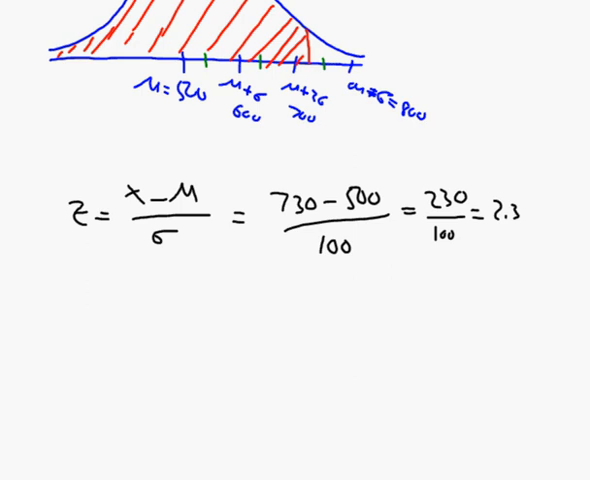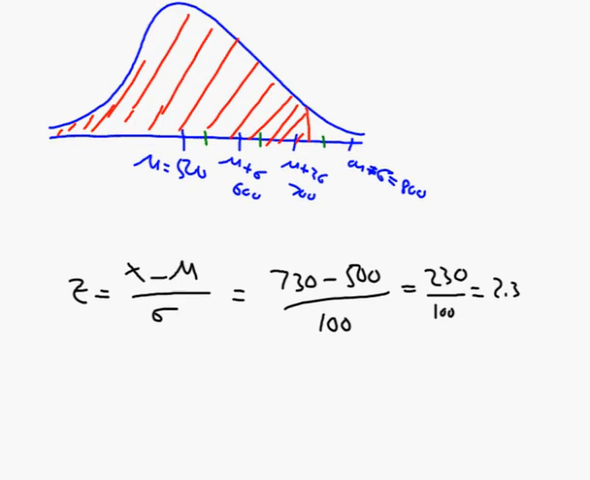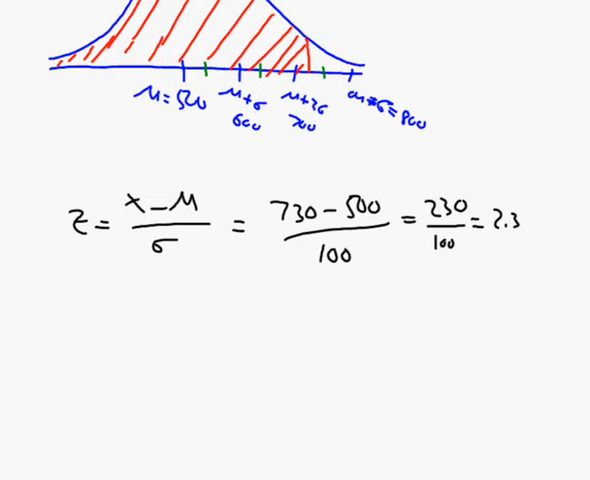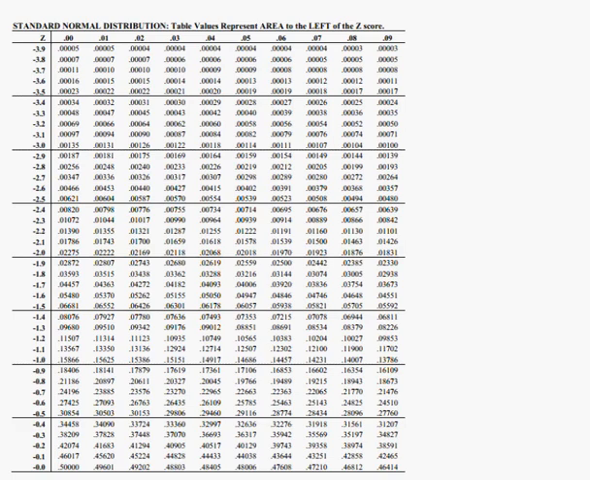So what I'd like to know is what that means in terms of the area to the left of her score. And to answer a question like that, we need a special chart called a Z chart. Here's what it might look like. It's located in the front pages of your book.